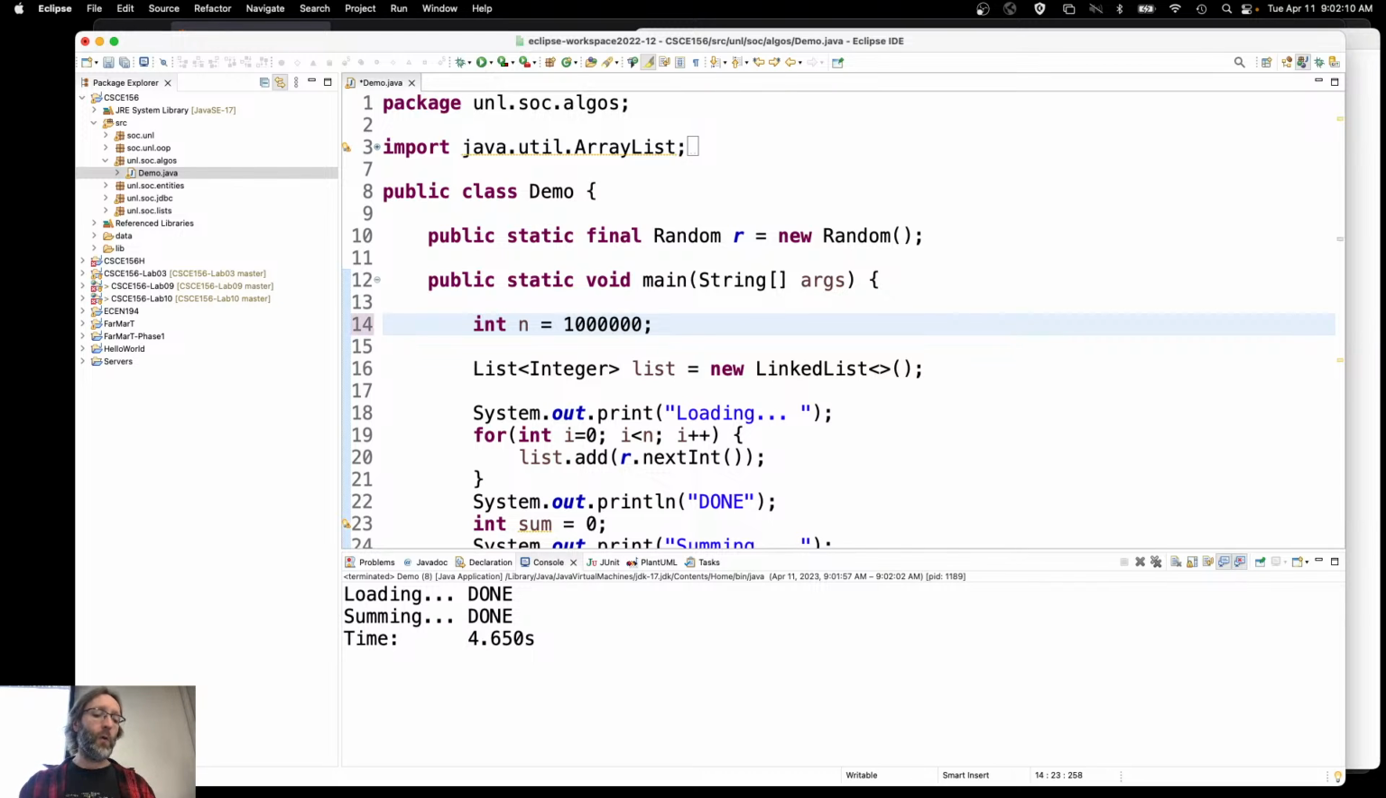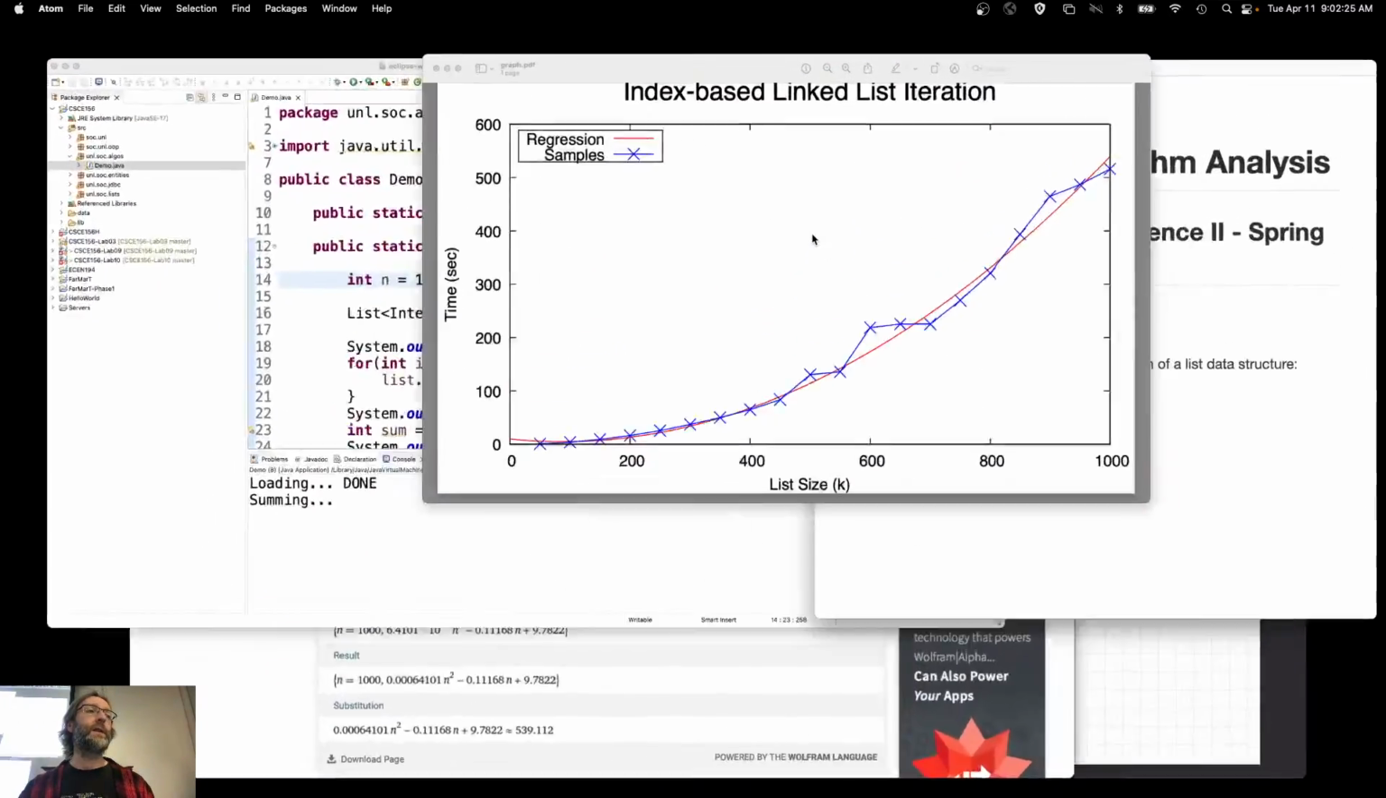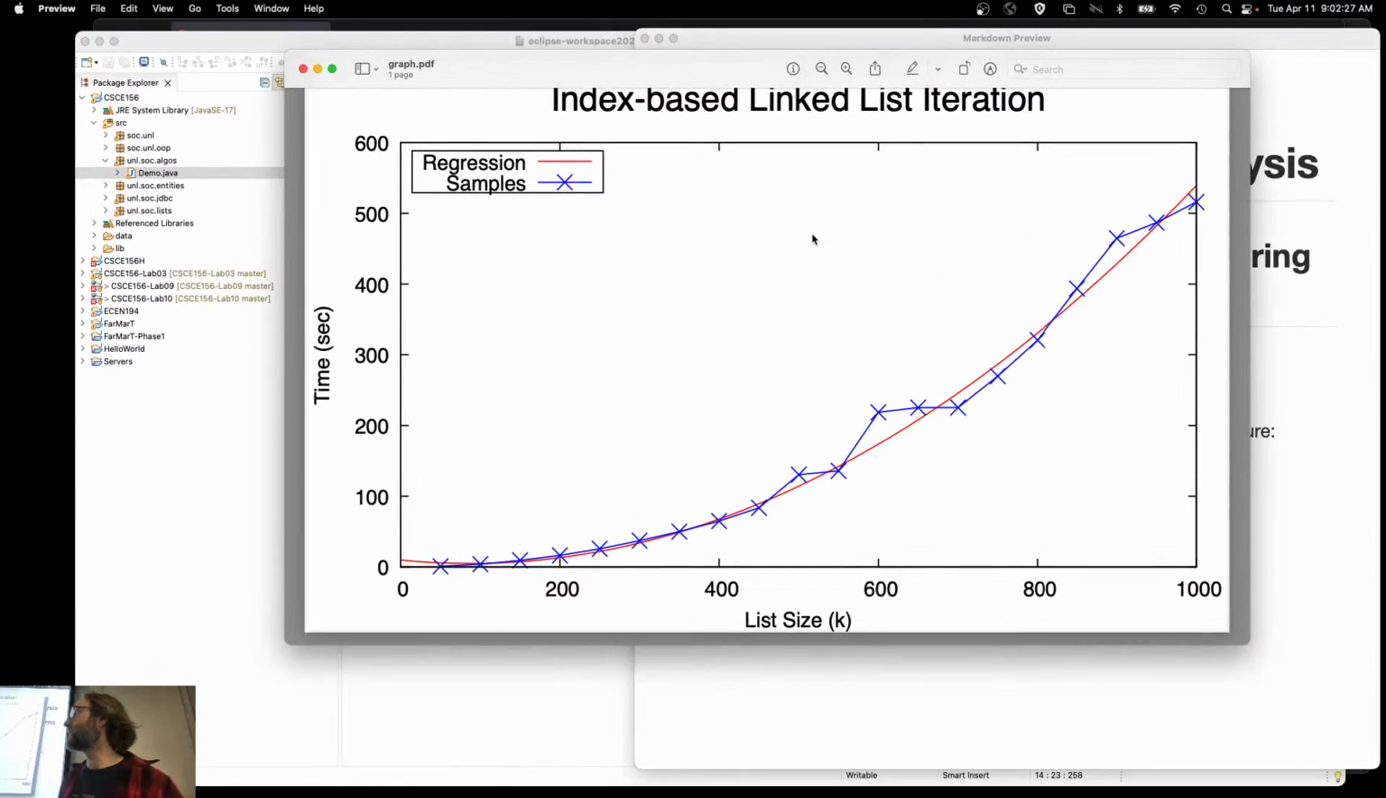If I go up by another order of magnitude here, 1 million, and if the same trend follows, that it's going to be 100 times as slow, then 5 seconds times 100, that's 500 seconds or thereabouts. We'll go ahead and run it in the background here. Fortunately, I've already done this experiment, and here are the results.